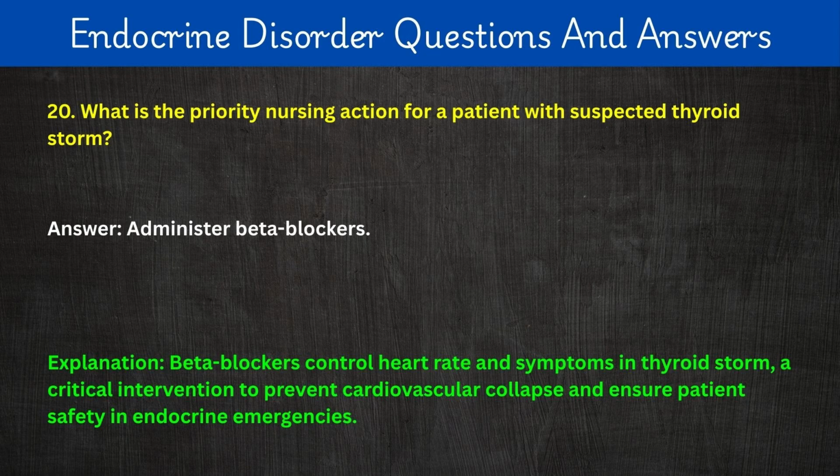20. What is the priority nursing action for a patient with suspected thyroid storm? Answer: Administer beta blockers. Explanation: Beta blockers control heart rate and symptoms in thyroid storm, a critical intervention to prevent cardiovascular collapse and ensure patient safety in endocrine emergencies.